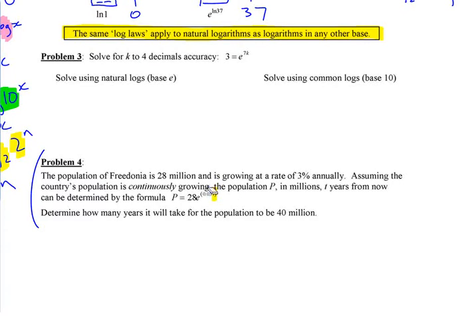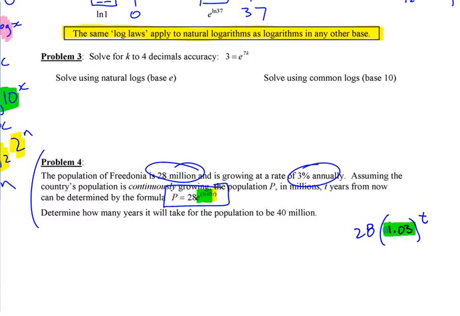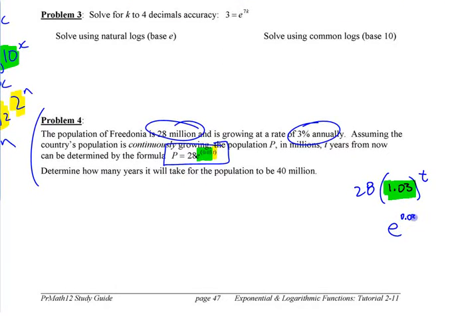I do want you to notice, it's not terribly important, but the only difference here between what we've done with other modeling is this function looks like P equals 28 e to the 0.03 times t. If we had something at 28 million and growing at 3%, we would model it as 28 times 1.03 to the power of t. The only difference here is instead of 1.03 to the power of t, we're using e to the 0.03. Right? That's the only difference.